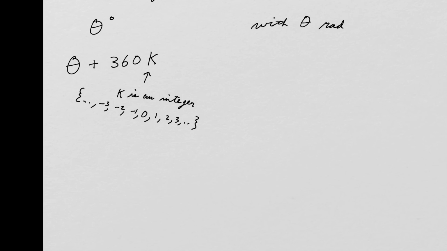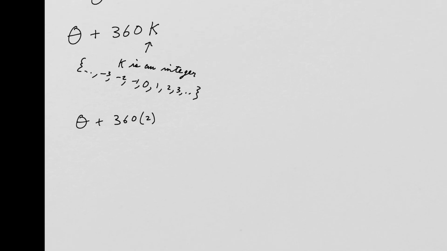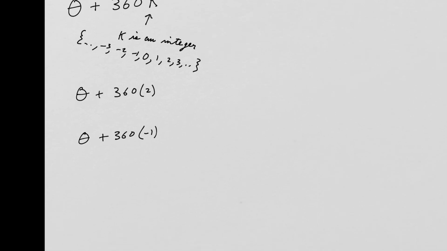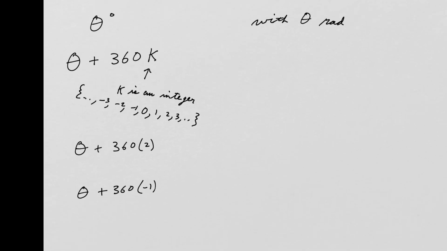So for instance, if I did theta plus 360 times 2, that would certainly be an angle that's coterminal with theta, because it's an angle where you go around 2 more times. Or you could say theta plus 360 times -1. That would be an angle where you start at theta and go clockwise 1 time, and again you have the same terminal side, so it's coterminal. So theta plus 360 times k will give you all the angles that are coterminal with theta, in degrees.